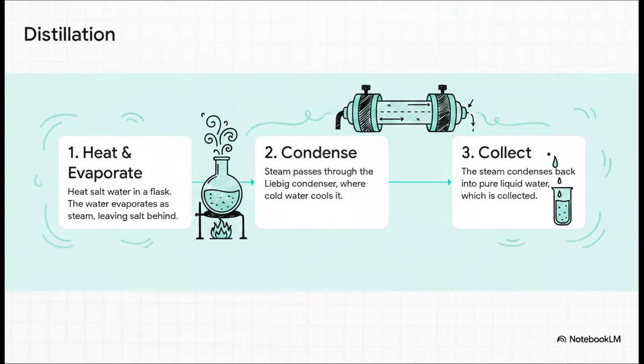First up, distillation. This is basically how you separate a liquid solvent from a dissolved solid, like getting pure water from salt water. You start by boiling the salt water. The water evaporates as steam, but the salt gets left behind. Then, that steam travels into the most important piece of equipment here, the Liebig condenser. It has a cold water jacket around it, which cools the steam down, turns it back into pure liquid water, and then you just collect it at the other end.